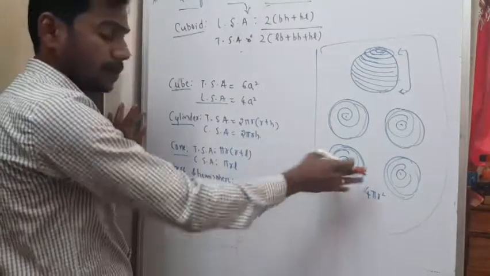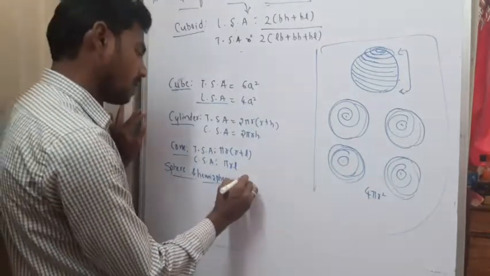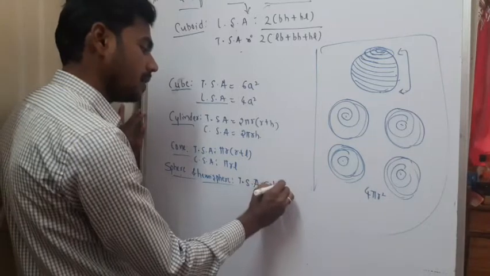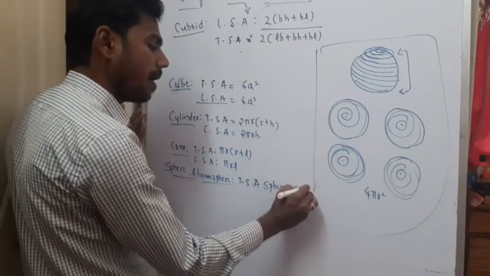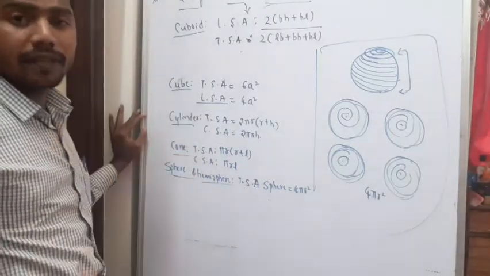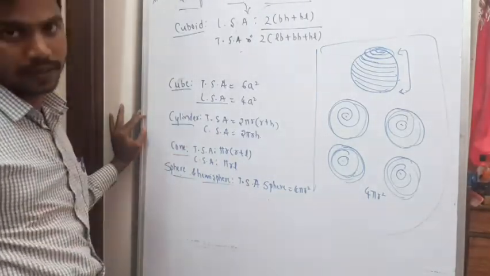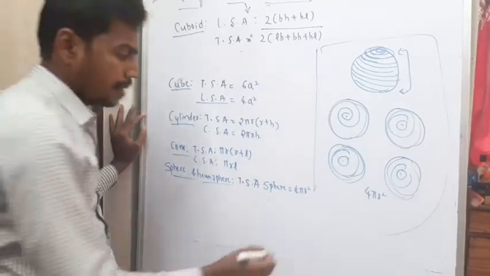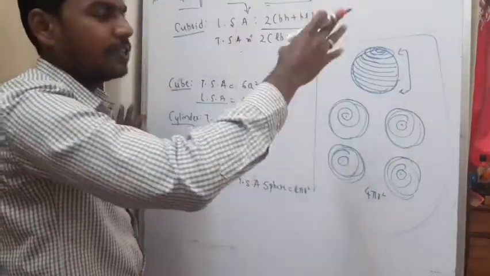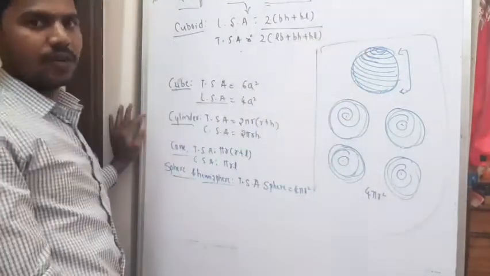So the total surface area of a sphere is equal to 4 pi r square. So in case of a sphere there won't be any difference between total surface area and curved surface area. See, we are covering the entire area, so there is no difference between curved surface area and total surface area.